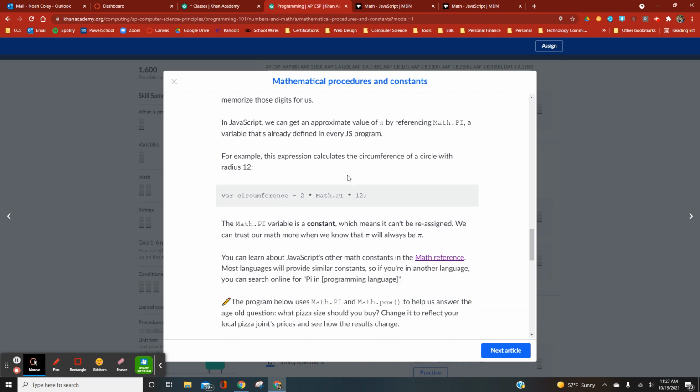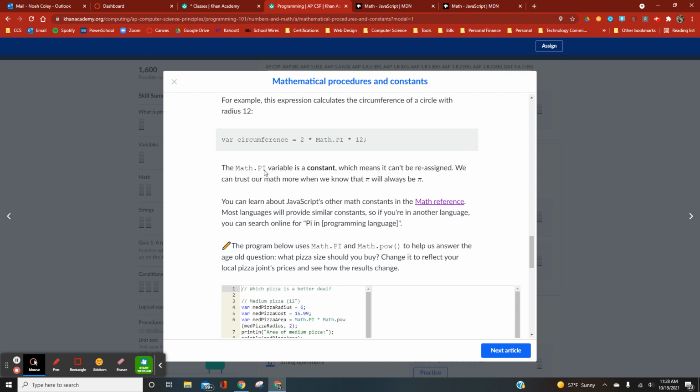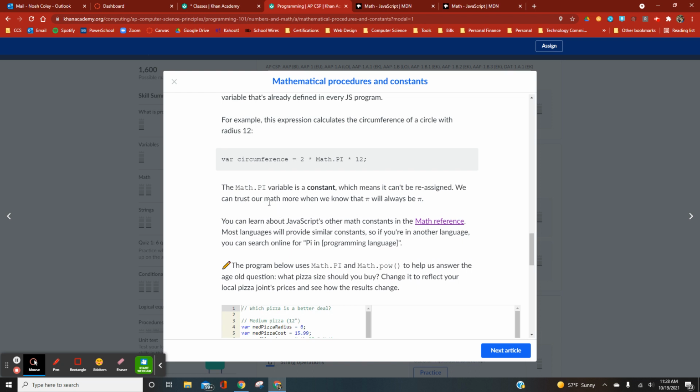For example, this expression calculates the circumference with a radius of 12. So there's a variable, its name is circumference, and it equals 2 times Math.PI times 12. Math.PI is a constant, which means it can't be reassigned. We can trust our math more. We know pi will always be pi.